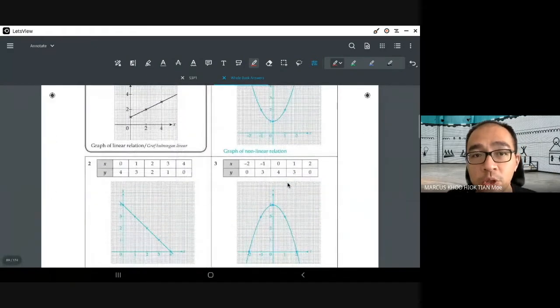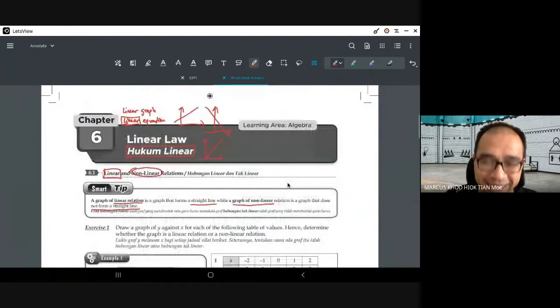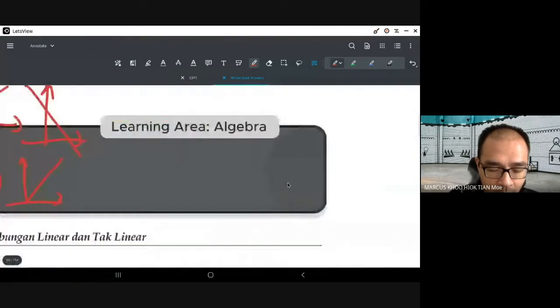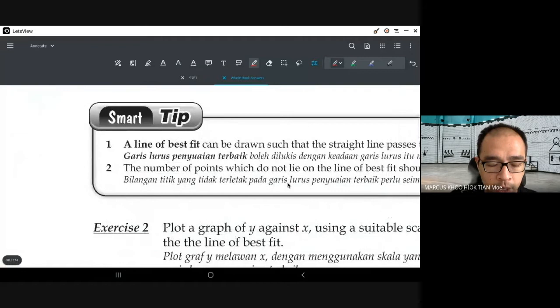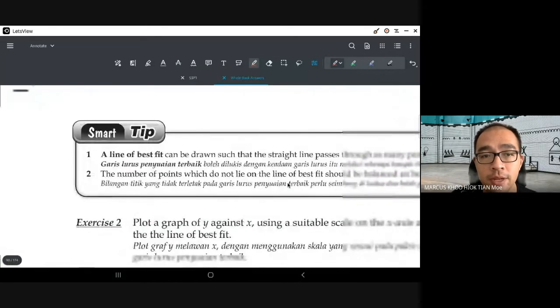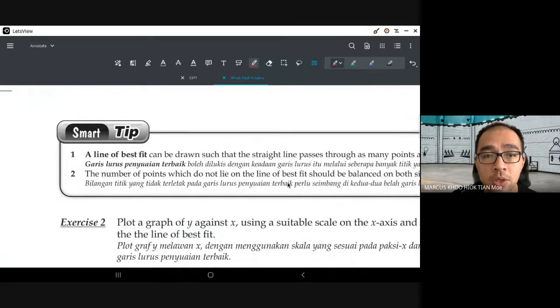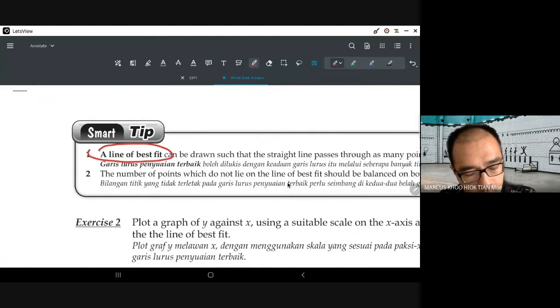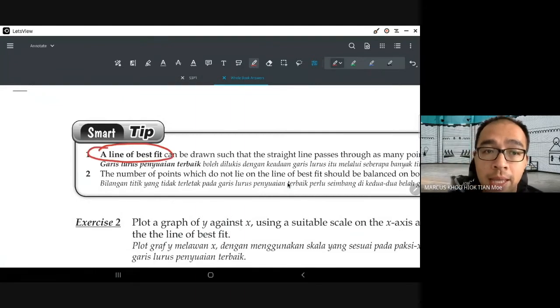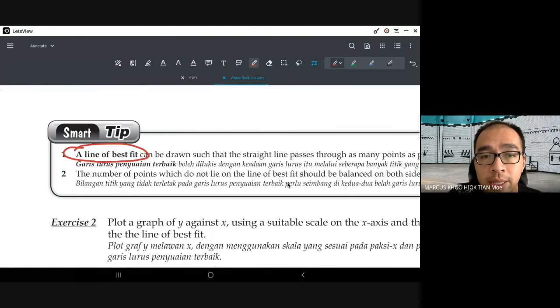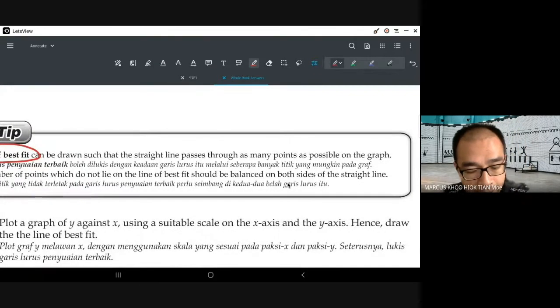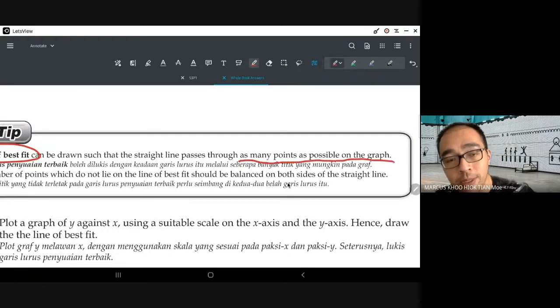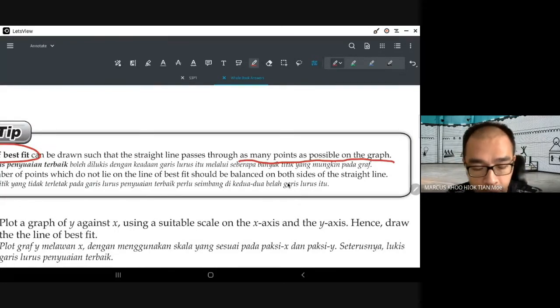And that's why I didn't want to show you this, because the answers are all already here. Okay, so when we draw a straight line now, we need to have a certain skill. The skill is called a line of best fit. Okay, we come back to this one now. So I want to teach you how to draw a line of best fit. A line of best fit can be drawn such that the straight line passes through as many points as possible on the graph. Okay, so this is condition number 1.